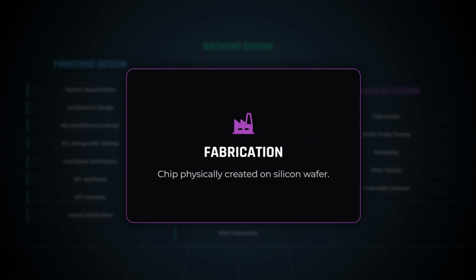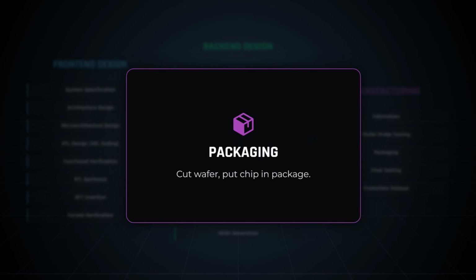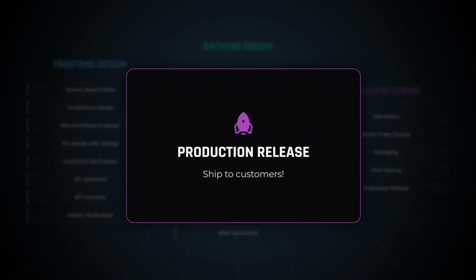Manufacturing phase. 19. Fabrication. The chip is manufactured on a silicon wafer. Transistors are physically created. 20. Wafer testing. Each chip on the wafer is tested. Bad chips are marked. 21. Packaging. Good chips are cut from the wafer and packed inside a chip package. 22. Final testing. Packaged chips are tested again. 23. Production release. The chip is shipped to customers.